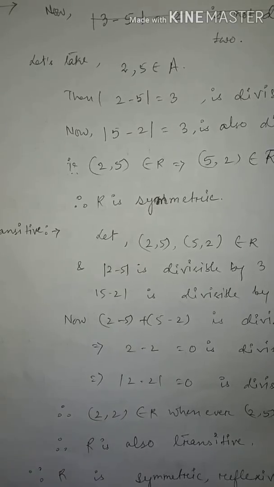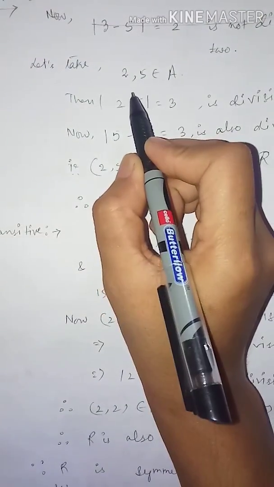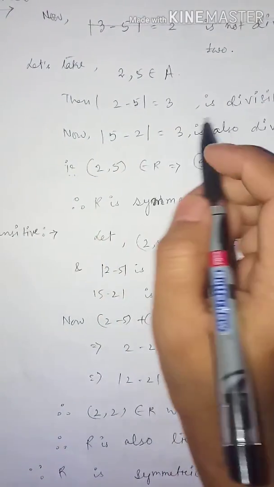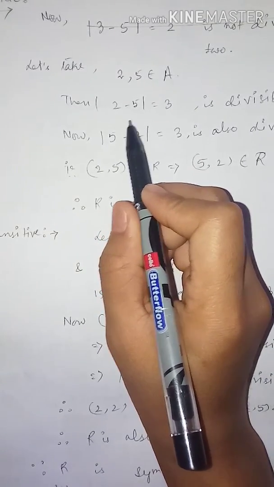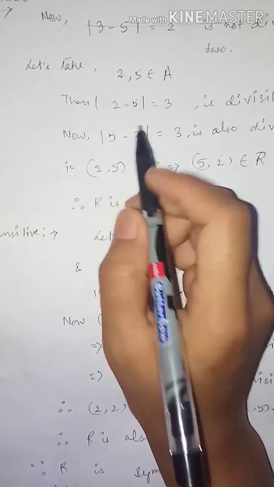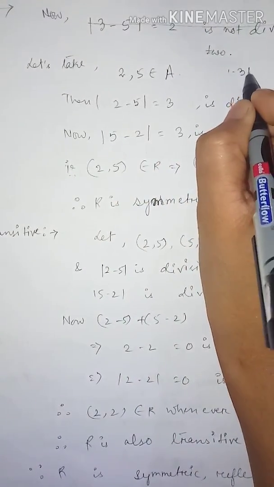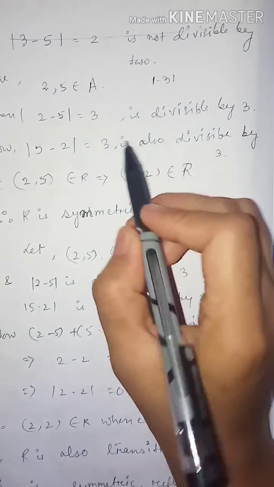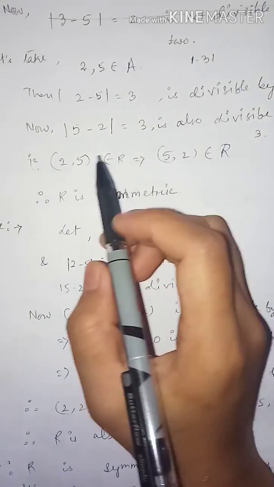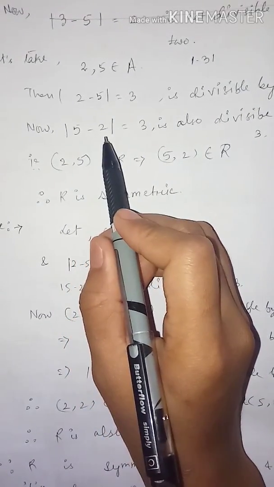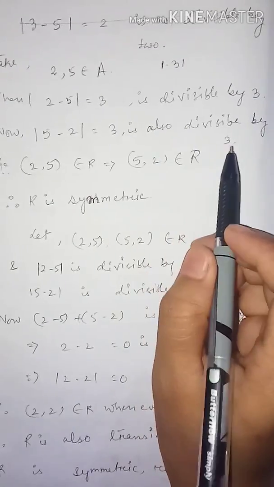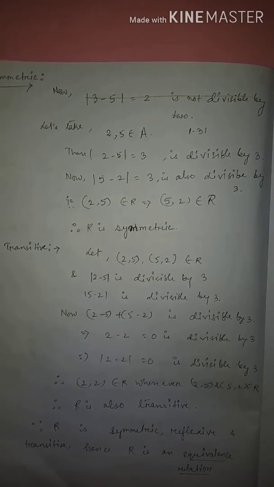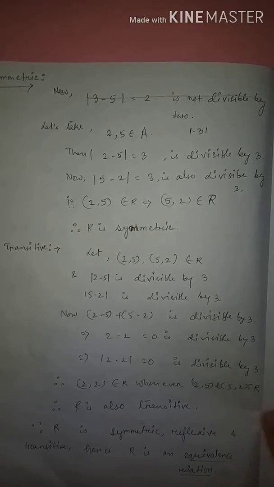Now, to check symmetric, let us take two elements 2 and 5 belonging to A. Now, modulus of 2 minus 5 is equal to modulus of minus 3, and modulus of minus 3 means plus 3, and 3 is divisible by 3. Also modulus of 5 minus 2 is 3, and 3 is divisible by 3. So for an element (2, 5) belonging to relation R, we get another element (5, 2) belonging to R. Therefore, R is symmetric.